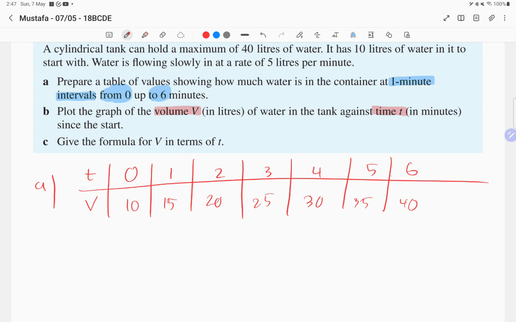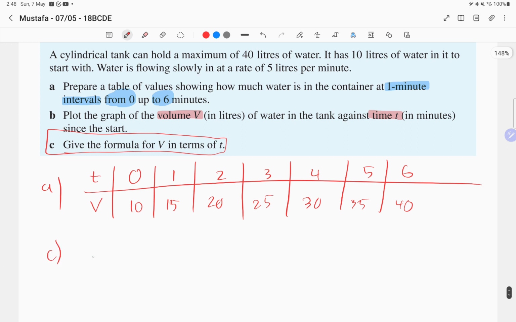If you were to plot the graph of V against T, you would get some sort of graph. Let's ignore the graph for now and see if you can give the formula for V in terms of T. What kind of relationship is this? Is this a linear relationship? Does it increase at a constant rate every time unit? Yeah, it increases at a constant rate of 5. So this is a linear equation. What's the formula for a linear equation?